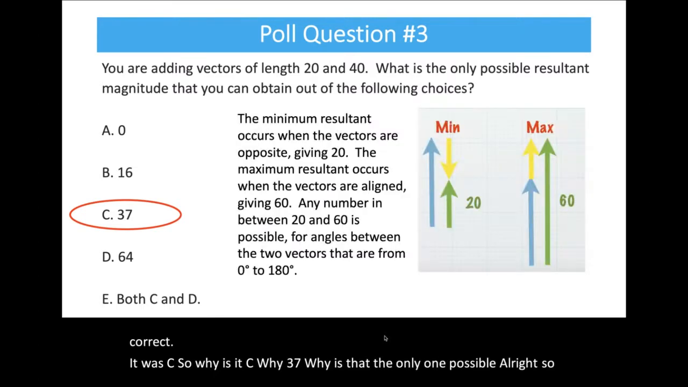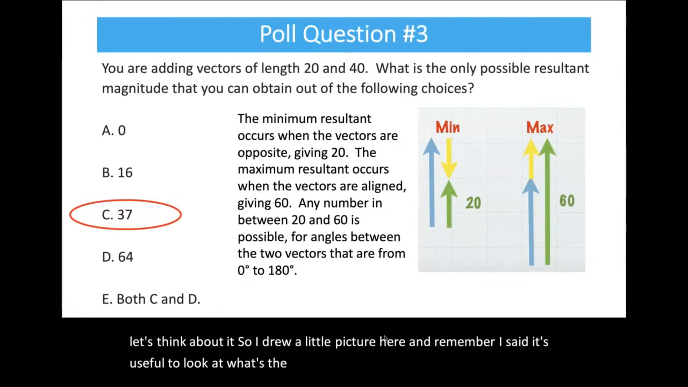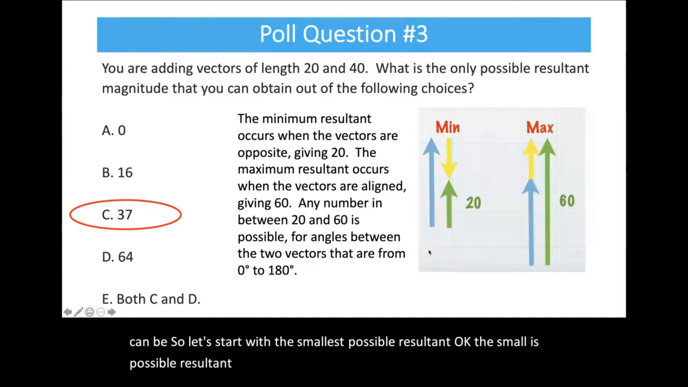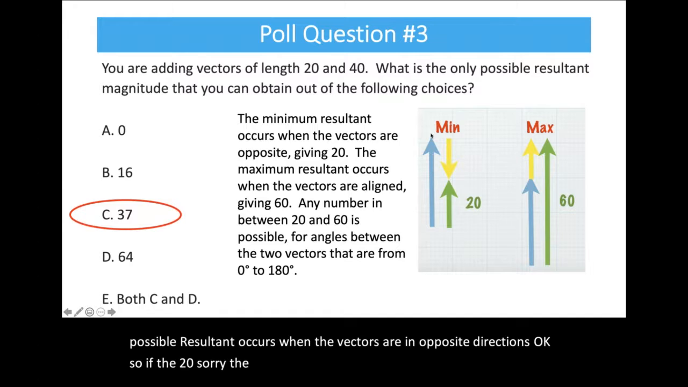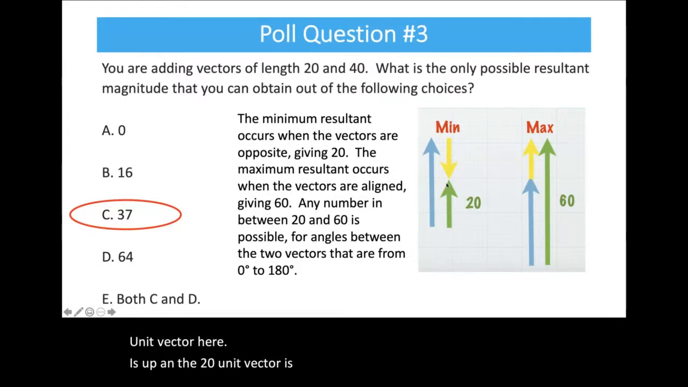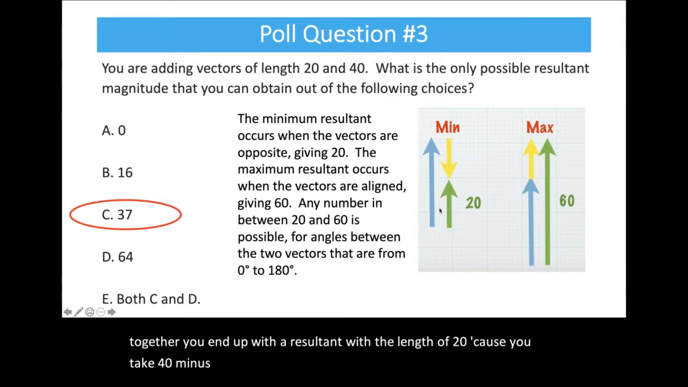All right, let's think about it. I drew a little picture here. Remember I said it's useful to look at what's the biggest it can be and what's the smallest it can be. Let's start with the smallest possible resultant. The smallest possible resultant occurs when the vectors are in opposite directions. So the 40 unit vector here is up and the 20 unit vector is down. When you add those two vectors together, you end up with a resultant with a length of 20, because 40 minus 20 is 20. So that's the smallest you could get.